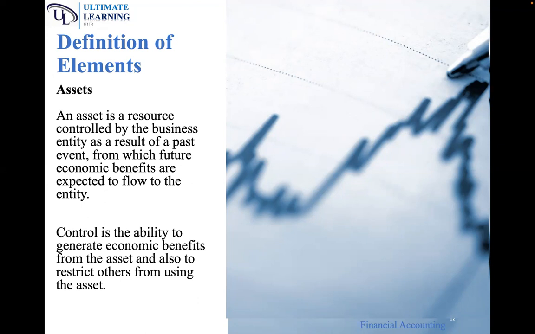So what is control? Control is the ability to generate economic benefits from the use of the assets, and also to restrict others from using the assets. So that's asset. Assets can be divided into 2 groups, non-current assets and current assets. Under non-current assets, they can also be tangible and intangible.